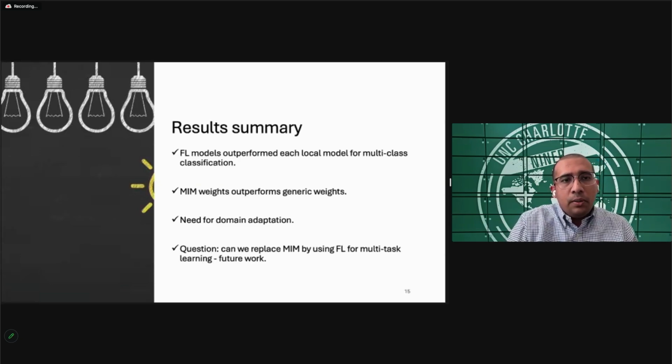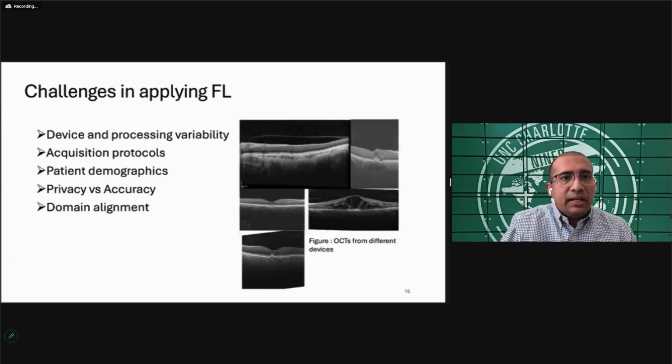There's also a need for domain adaptation there. And in our future work, our question was, can we replace these self-supervised methods and use just federated learning for multitask learning? I think Virginia was talking about multitask learning. Some of her work has explored this. And this is something we're planning to do, for example, using data maps or task tagging to see if we can just use federated learning for multitask learning.